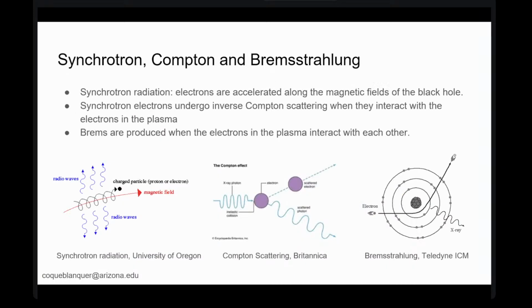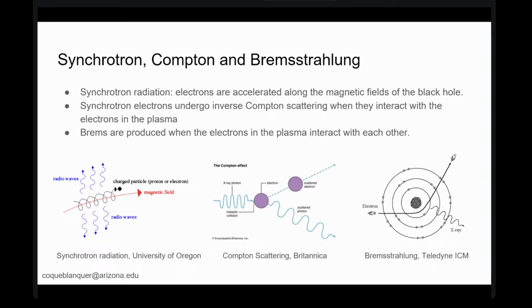So what kind of radiation is being emitted from these black holes? We have three main types. The first one is synchrotron emission, which happens when the free particles like electrons in the plasma of the accretion disk follow the magnetic fields around the black hole and spiral around them, thus emitting radiation. These photons then interact with the electrons in the actual plasma around the black hole, thus exchanging some energy with them. That is called Compton scattering.